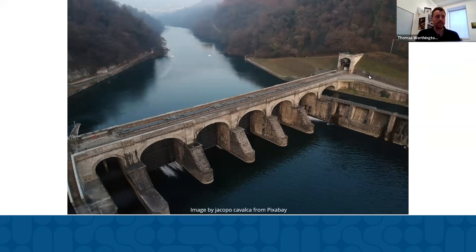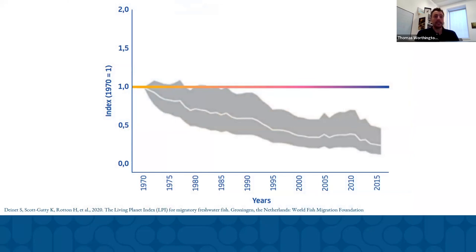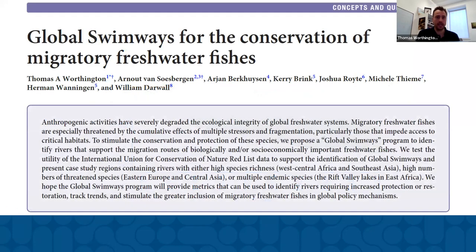The most complete global assessment of migratory freshwater fishes, by Deinet et al. in 2020, suggested that there had been a 76% reduction in the abundance of about 1,400 populations of 247 species. These declining trends were particularly high in Europe, at about 93%, and Latin America and the Caribbean. And more recently, we've seen these big declines also in Asia and Oceania. It's particularly prevalent for certain groups of species, such as sturgeons and eel.